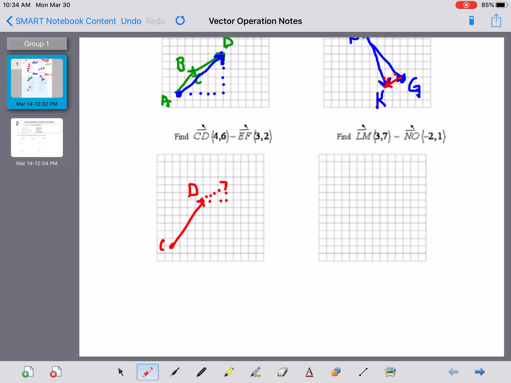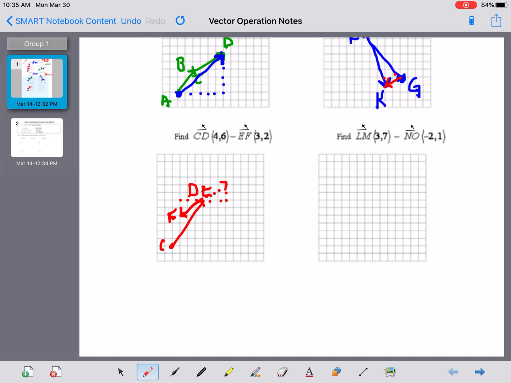That's the normal. But when I subtract, I'm actually taking that away. So I go opposite of what I'm doing. So I would actually take away 3 to the left and go down 2. So my actual one, because I'm taking it away, is going this way, and that's my EF. Okay? Now, if that was confusing, I want to remind you of a rule that we used with subtraction before.